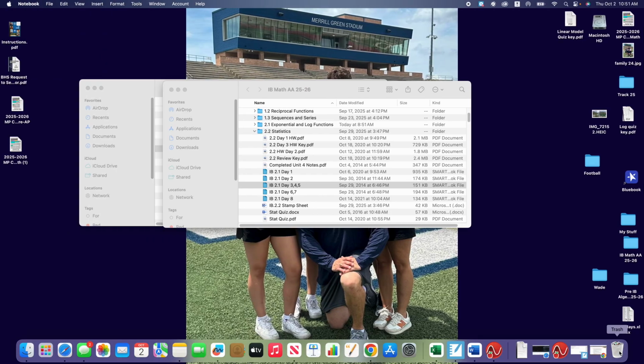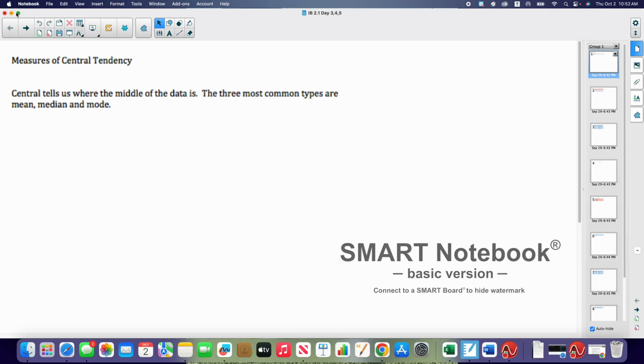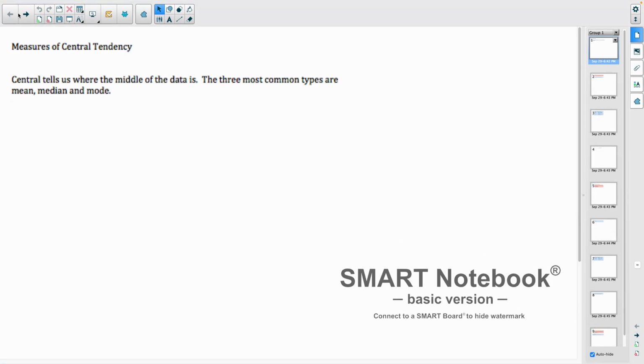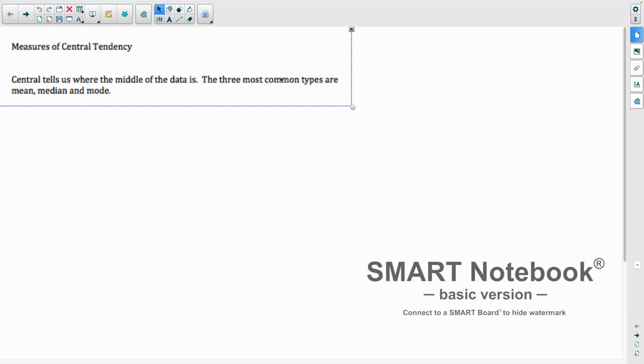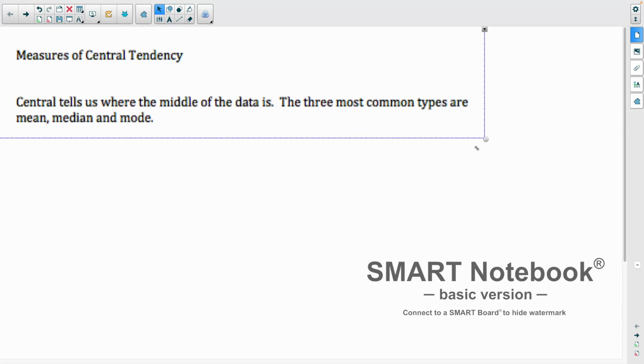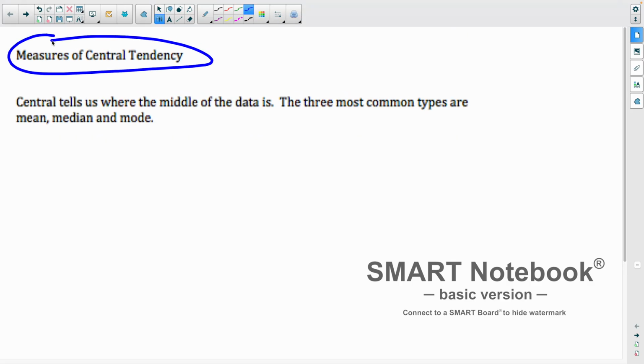Last little idea is we're going to start looking at the data. All right? So we'll start doing some statistics now. And the first thing that I want to look at is measures of central tendency. So measures of central tendency. All right?